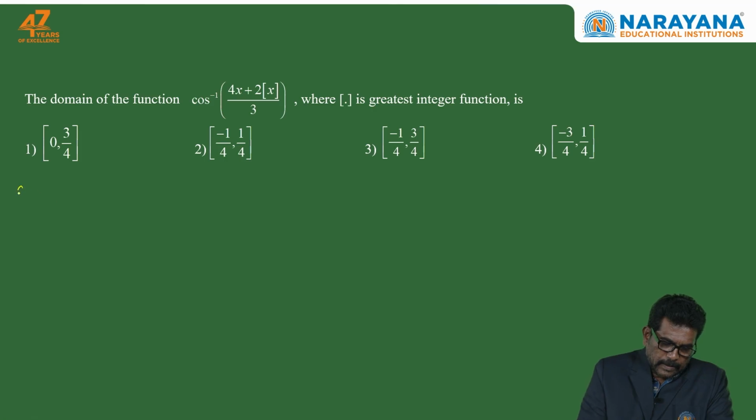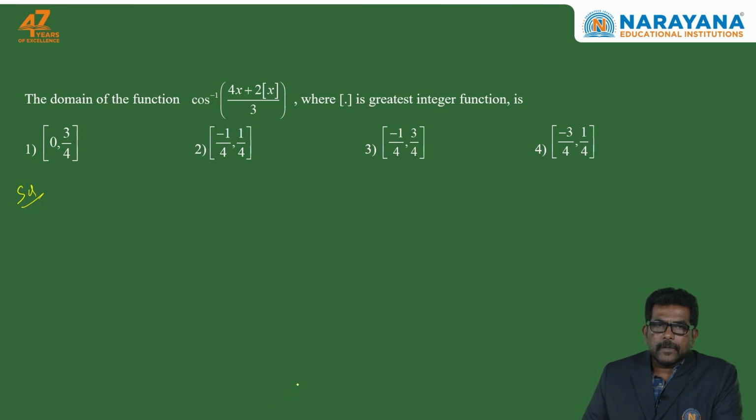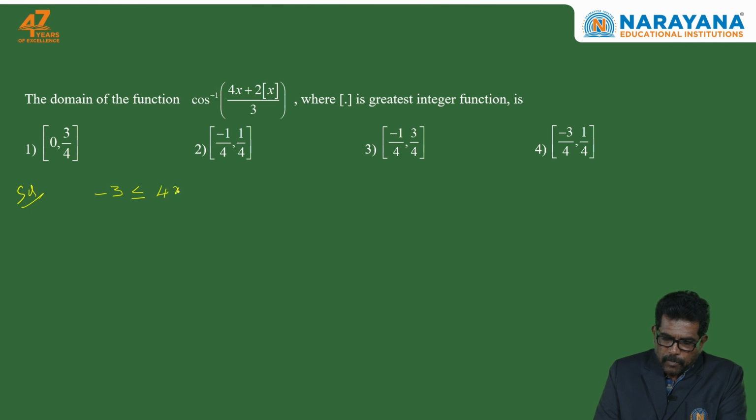We know very well that cos inverse x is defined only when the argument lies between minus 1 and plus 1. So here (4x plus 2 times the integral part of x) upon 3 lies between minus 1 and plus 1. So 4x plus 2 into the integral part of x lies between minus 3 and plus 3. That is, minus 3 is less than or equal to 4x plus 2 times the integral part of x, which is less than or equal to 3.